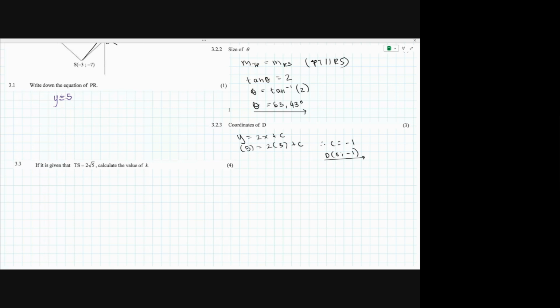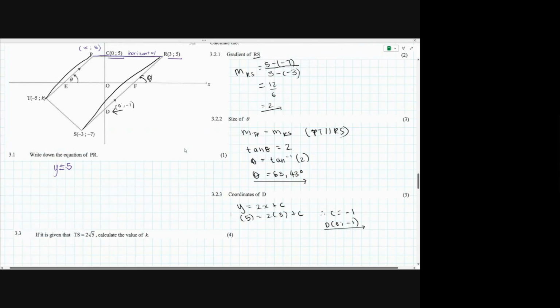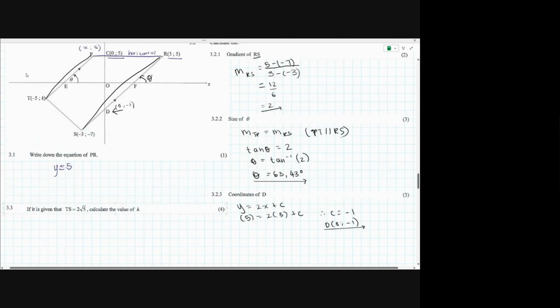Okay, let us see what we have here. So it says, if it is given that TS is equal to 2√5, calculate the value of K. Right, this is a nice question in the sense that it's very easy to make a mistake, but it is a very easy question to answer. All right, so I just want to move this a little bit up. I know we're now sort of overlapping a little bit, but it's okay.